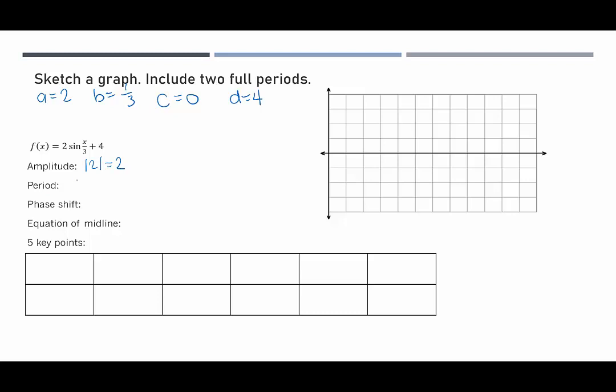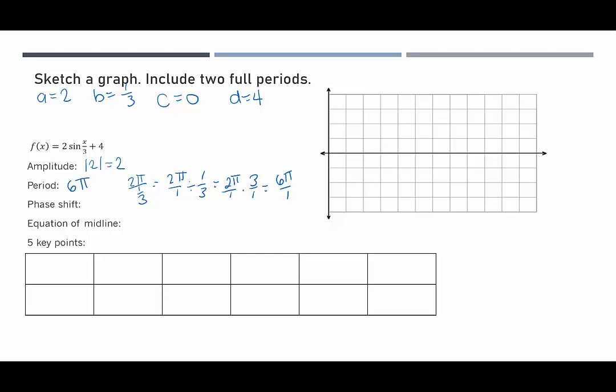The period will be 2 pi over b, so 2 pi over 1 over 3. This is going to be 2 pi over 1 divided by 1/3, which is 2 pi over 1 times 3 over 1. Oh, everything in the denominator is 1s. Okay, this one's a little bit nicer. This is going to be 6 pi. We can drop the 1 because 6 pi divided by 1 is 6 pi. So this period will be 6 pi.